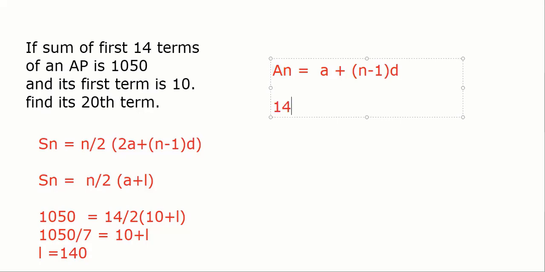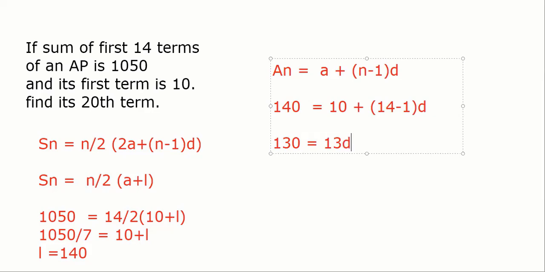So 140 equals a, which is 10, plus n, and n is 14 here, because we are still on d. We have not come to the 20th term, we are still doing the 14th term. So how much will it be? Correct? Yes, sir. So 130 equals 13d, so d equals 10. So guys, we got d. We don't need the 20th term yet.